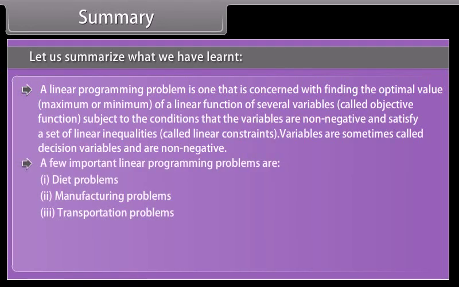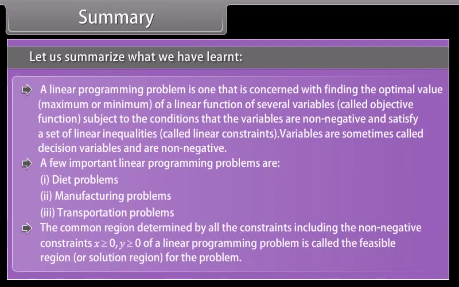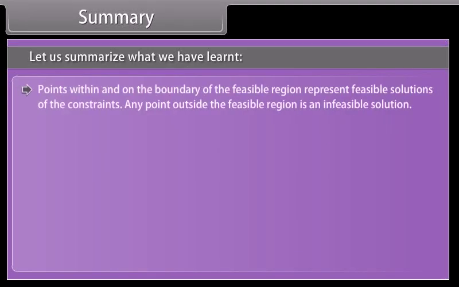A few important linear programming problems are: 1. Diet problems, 2. Manufacturing problems, 3. Transportation problems. The common region determined by all the constraints, including the non-negative constraints x greater than or equal to 0, y greater than or equal to 0, of a linear programming problem is called the feasible region or solution region for the problem. Points within and on the boundary of the feasible region represent feasible solutions of the constraints.